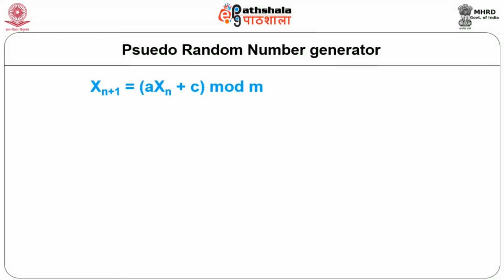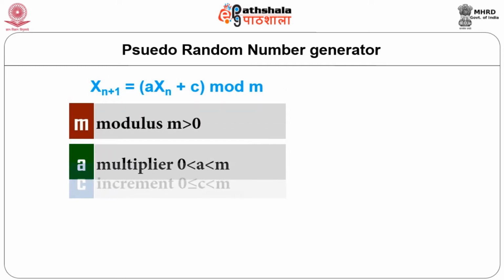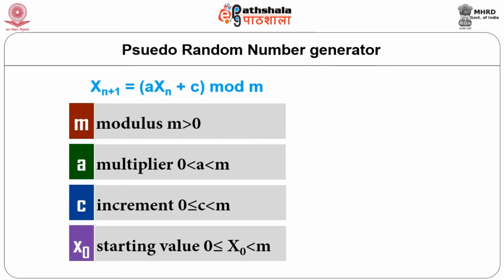It goes with the equation x(n+1) = (a*xn + c), and the whole should go through the modulo m operation. m is the modulus and always should be greater than 0. a is the multiplier and a should be between 0 and m: 0 < a < m. So the multiplier cannot be 0, and it cannot have a value equal to m. It should always be in that range.